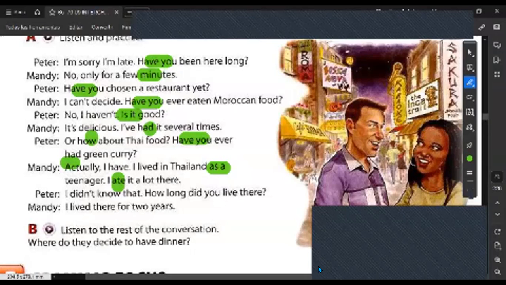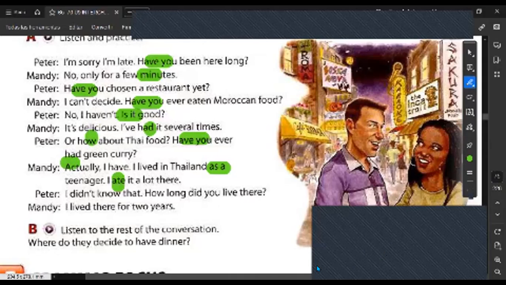Delicious. It's delicious. I've had it several times. Dice, es deliciosa, yo he tenido eso muchas veces. En realidad se refiere, yo he probado eso muchas veces, ¿verdad?